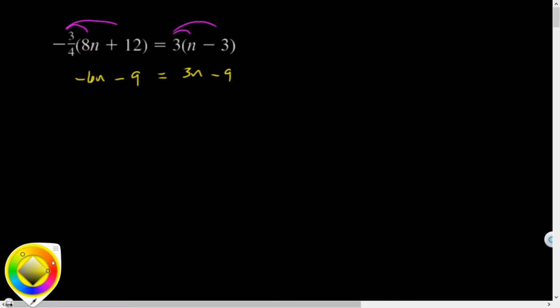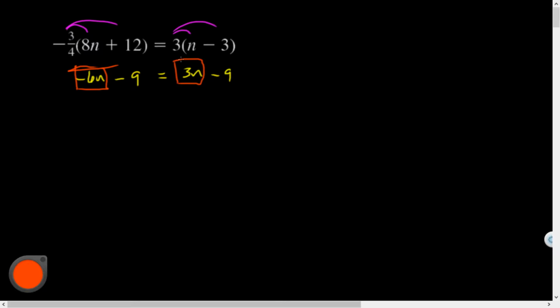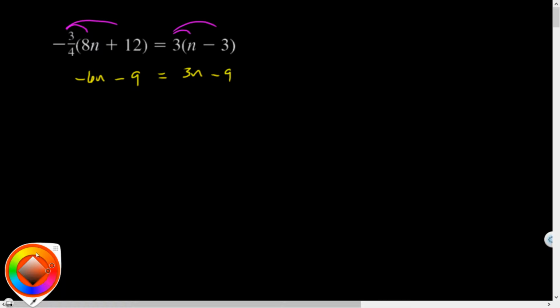I don't have any like terms I can combine. Actually, let me ask you guys this question. Why can't I combine these like terms like so? Yeah, they're on opposite sides of the equal sign, so I can't combine them like that willy-nilly. I've got to move one to the other. I can't combine them as is. So who do you think I should move? -6 is smaller than +3.